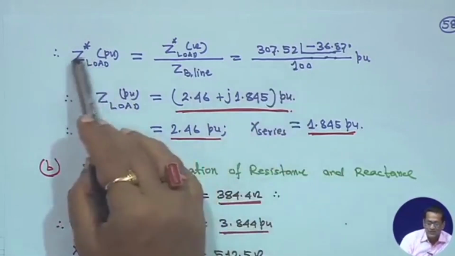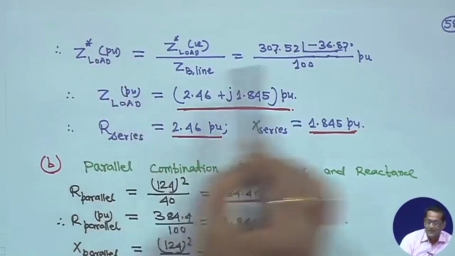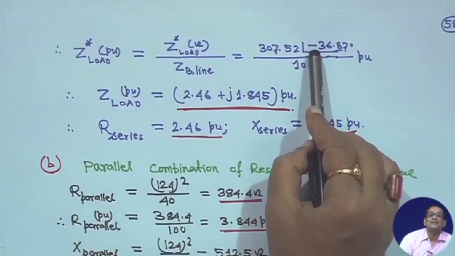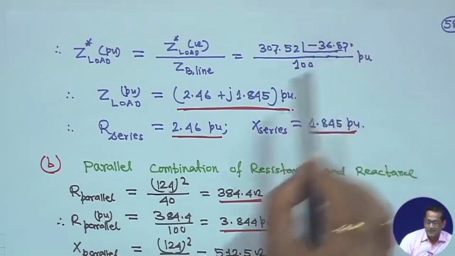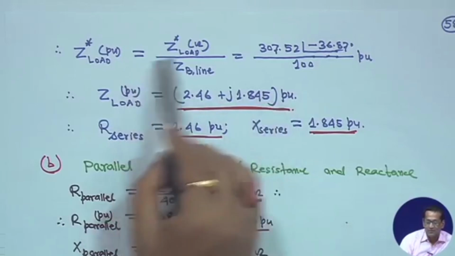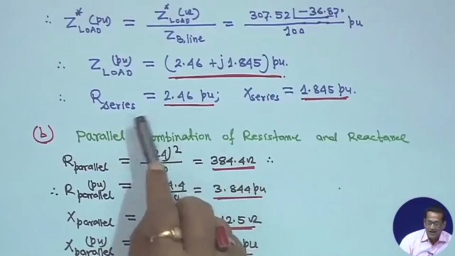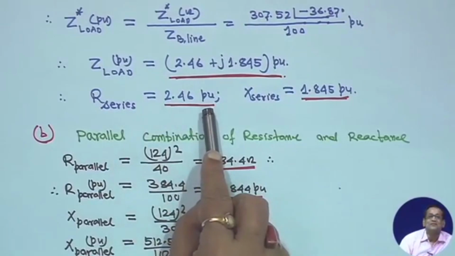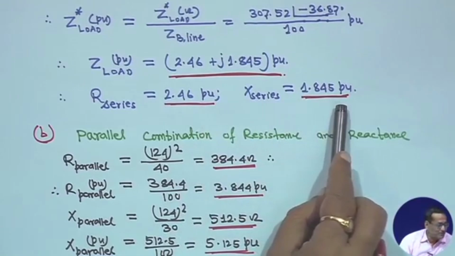Now, if you take the conjugate on both sides again, it will be Z load per unit and this angle will become plus. Instead of minus it will be positive. That is why it is 2.46 plus J 1.845. So conjugate is taken on both sides. Therefore, R series is 2.46 per unit, this is the resistance part, and X series is 1.845 per unit.